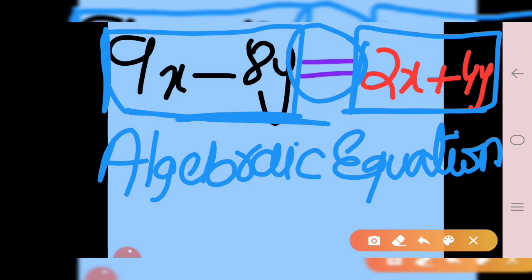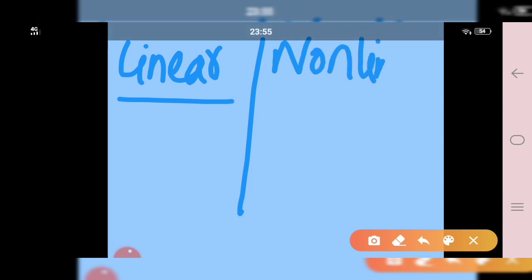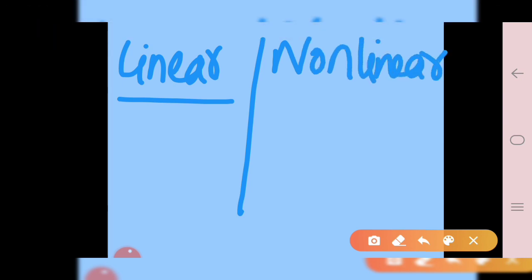Now these algebraic equations are of many types. अलजेब्रिक इक्वेशंस बहुत तरह की टाइप्स की होती हैं. हम बात करेंगे दो टाइप्स की. एक होती है हमारे पास लीनियर. अभी तो हम लीनियर के बारे में बात करेंगे. Today is just an introduction about linear, and then we will talk about non-linear. Linear and non-linear equations.